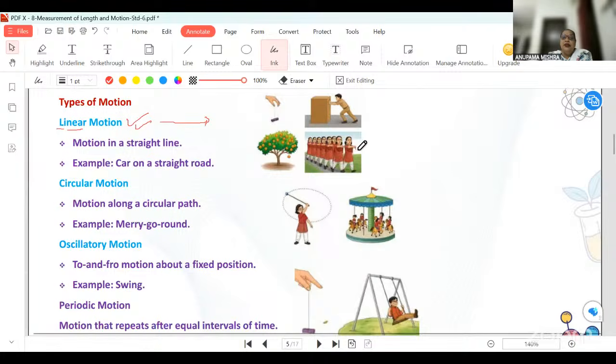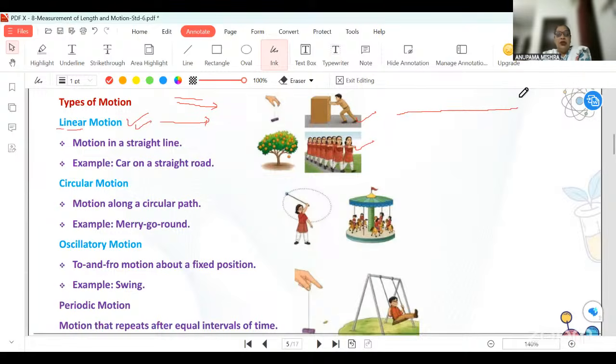You can see this is a linear motion, this is a linear motion. When the car moves from one place to another place, that is also linear motion. When you go on a cycle also, it's a linear motion. Linear motion means the motion which goes in a straight line. That is called linear motion.